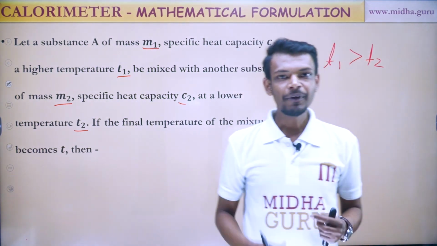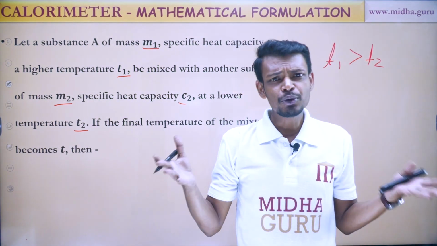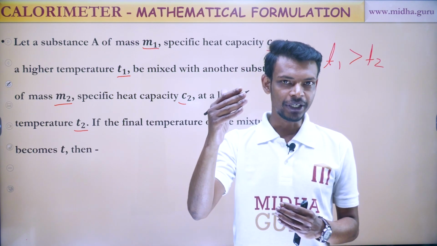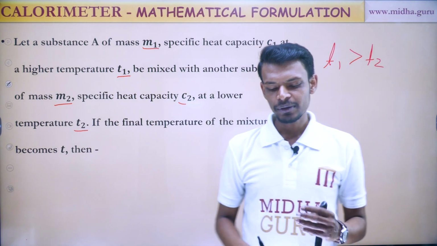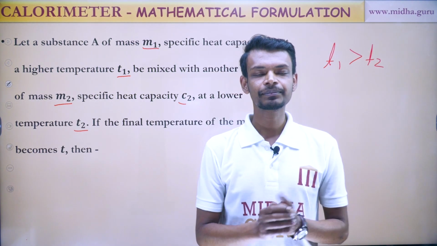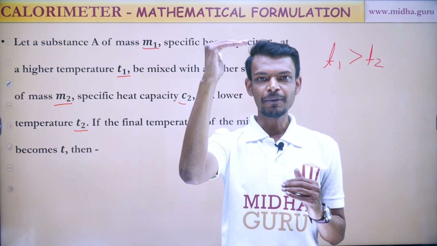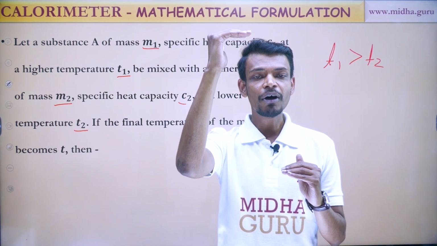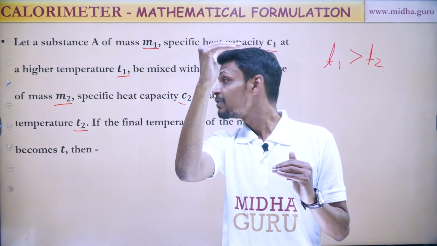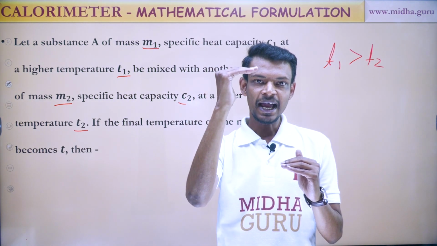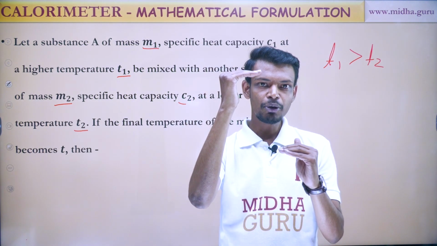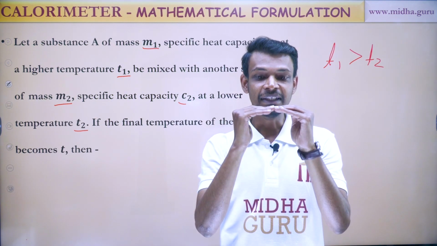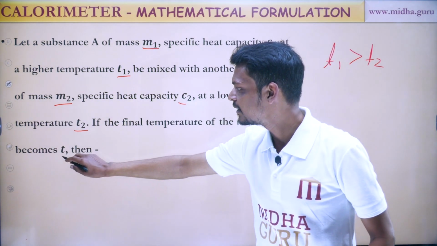And we know that when two substances are mixed, the heat transfer takes place from a hotter body to a colder body. Now, let us say the temperature T1 is this and temperature T2 is this. When these two liquids are mixed, the temperature of the first liquid, liquid A, will start to decrease, and the temperature of liquid B will start to increase, and they will become equal at a certain level. That temperature is given to us here as T.